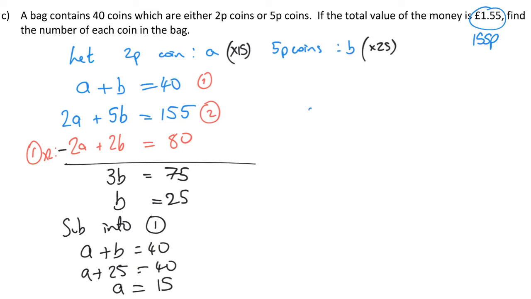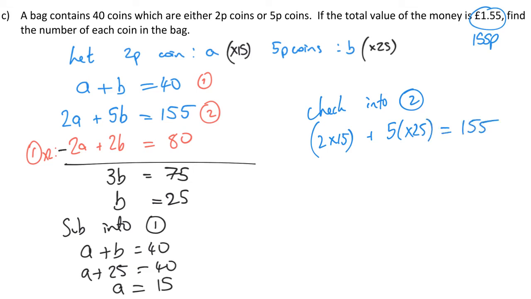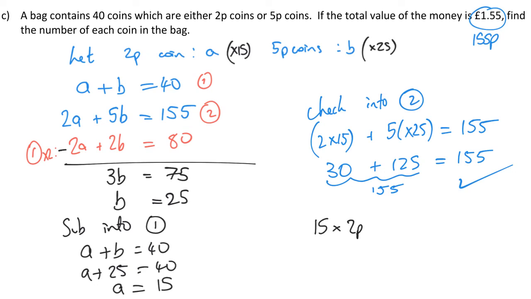Let's just check, so it's always good to perform a check. Check into equation 2: we've got 2A, so that's 2 times 15, plus 5 times B, so 5 times 25. That should equal 155 pence. So 2 15s are 30, 5 25s are 125, and that should equal 155. The left-hand side works out to be 155, as does the right. So it looks like we were correct. We found that there are 15 2p coins, and there are 25 5p coins.